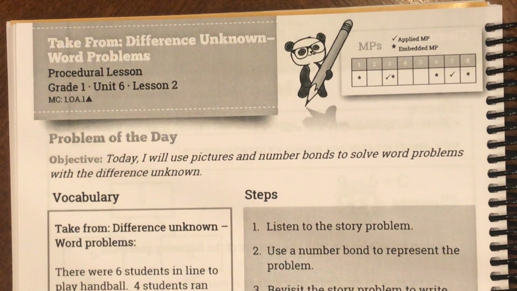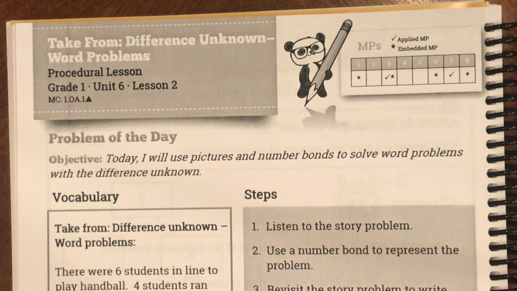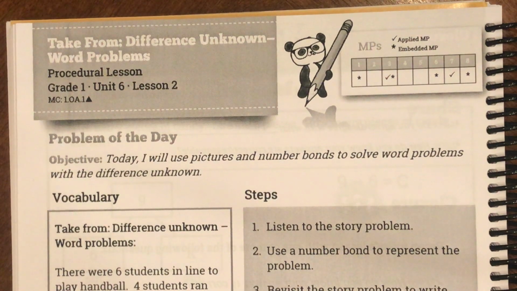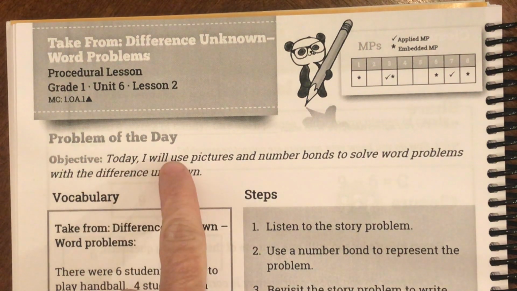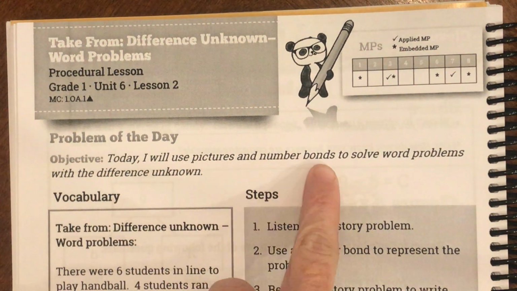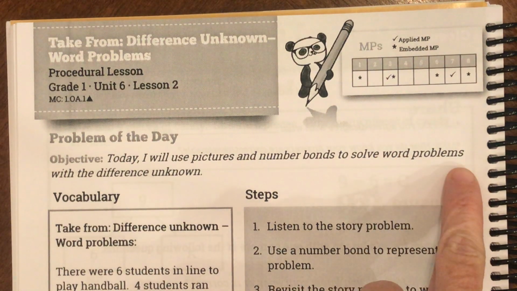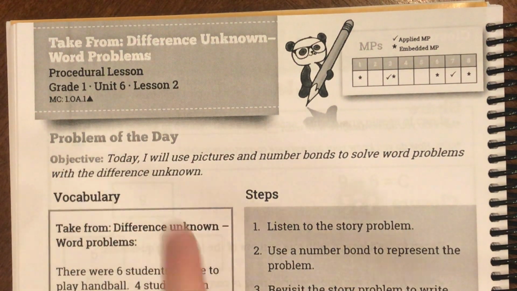Good morning, first graders. Today we're on page 93 of your student journal, page 93, and our objective today is: I will use pictures and number bonds to solve word problems with the difference unknown. Okay, so let's look at that objective.